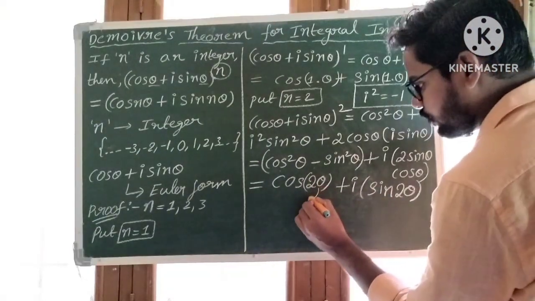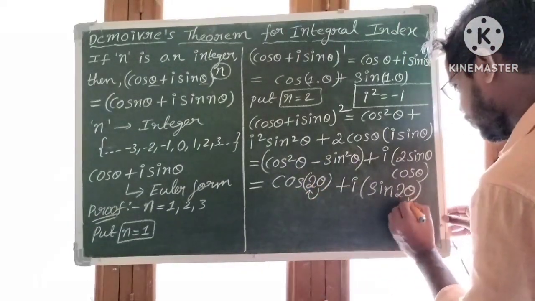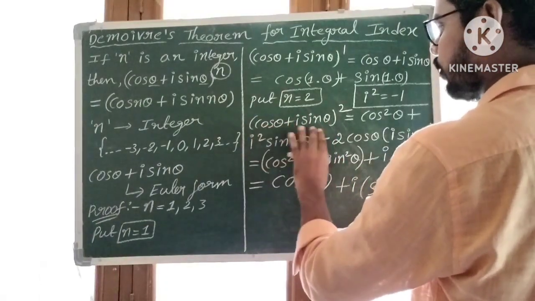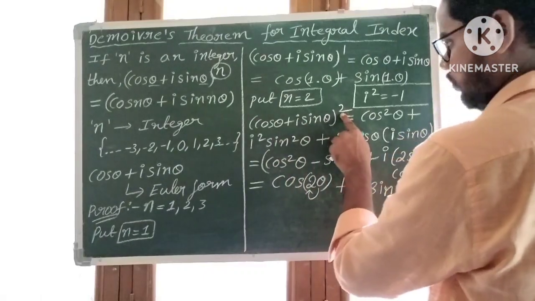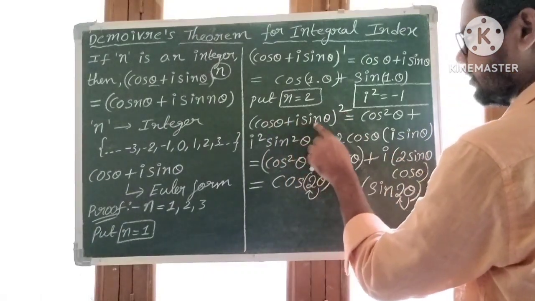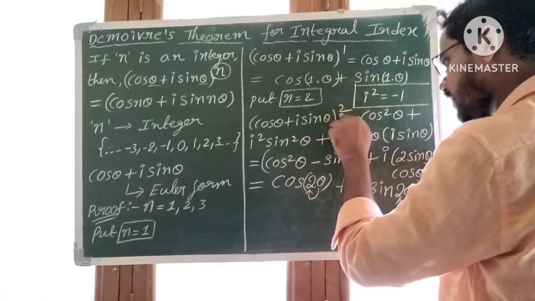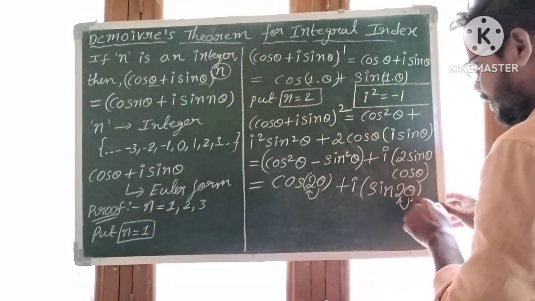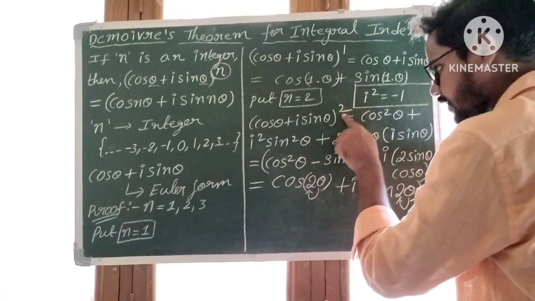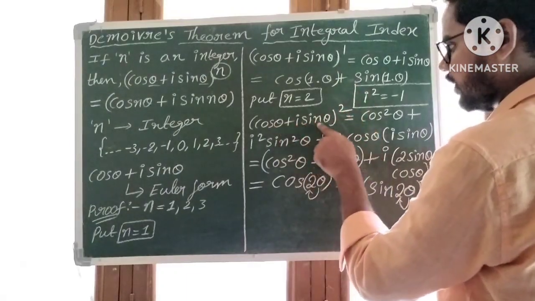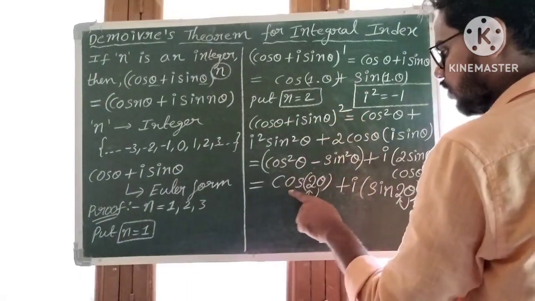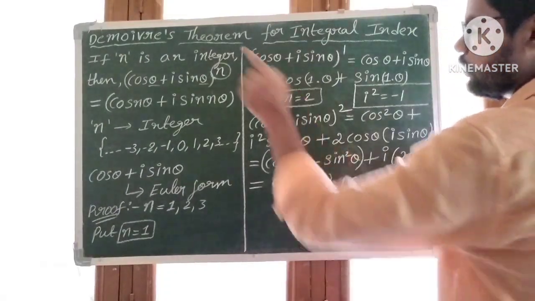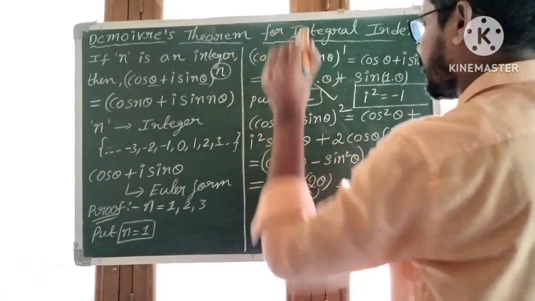Here what is the coefficient of theta? 2. What is the power of this Euler form? 2. (Cos theta plus i sine theta) whole power n is equal to cos n theta plus i sine n theta, where n is equal to 2. If n is equal to 2, then (cos theta plus i sine theta) whole square is equal to cos 2 theta plus i sine 2 theta. So this formula is verified for n is equal to 2.